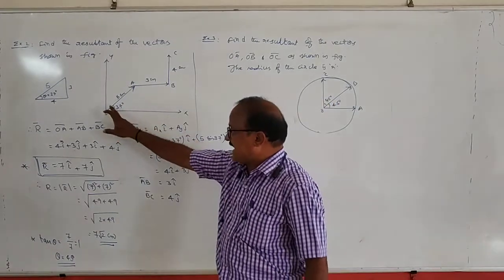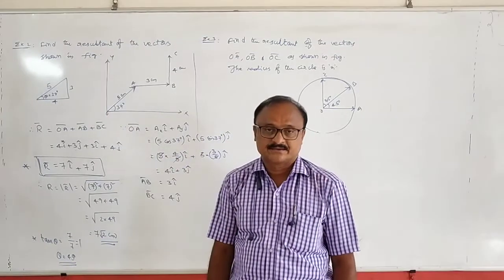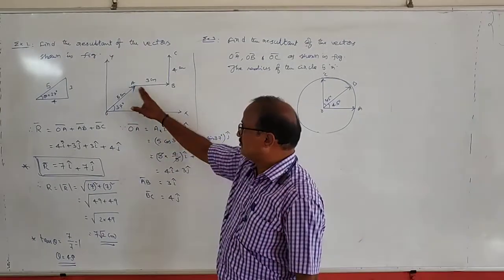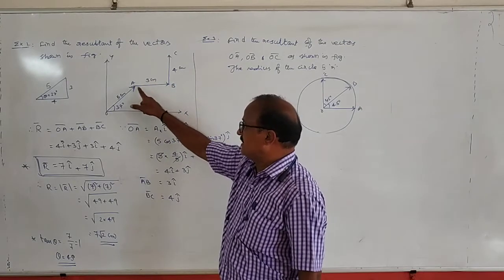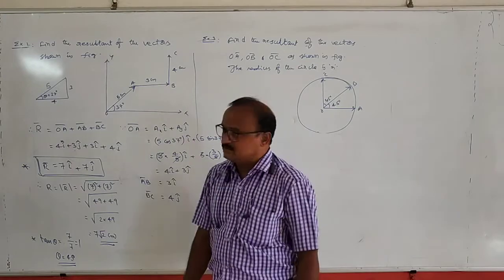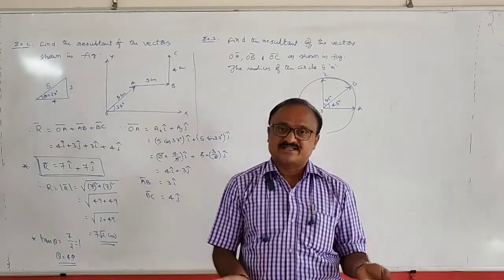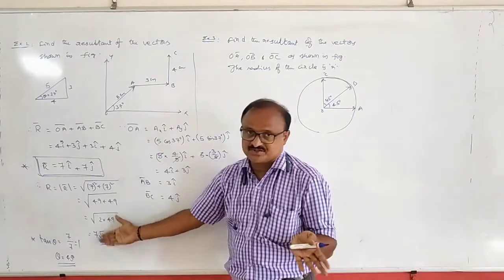5 meters per second at an angle 37 degrees with east. After that, it is moving with a velocity of 3 meters per second eastwards and again 4 meters per second northwards. Find the value of resultant velocity. Resultant velocity is the same process.